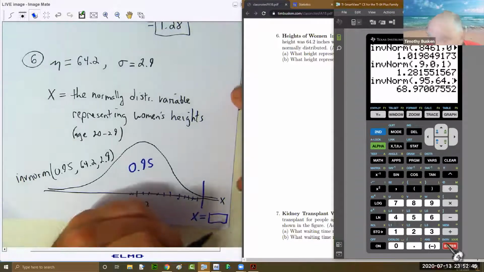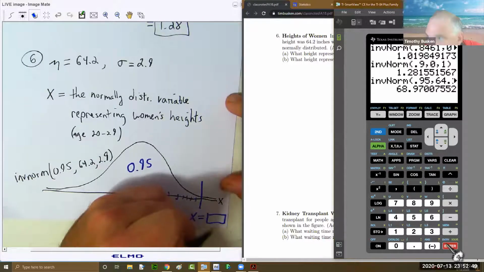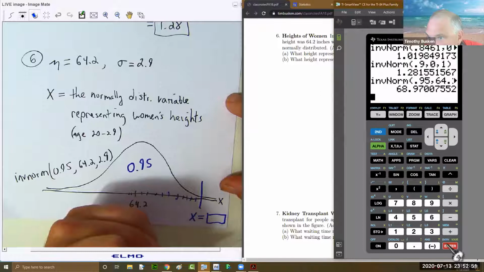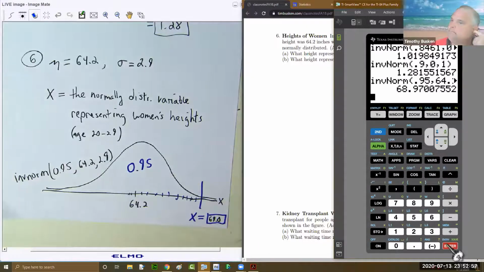And so now I've got this height that's about 69 inches. If we want to round to the tenths, this is about 69.0 inches. So 5'9" is the women's height in the 95th percentile. So in other words, 95% of women in this age group have heights less than 5'9".